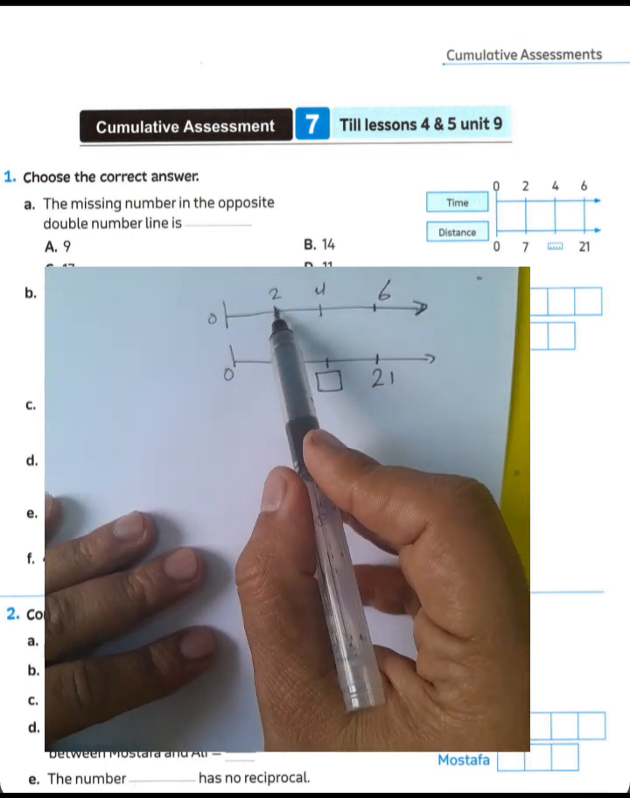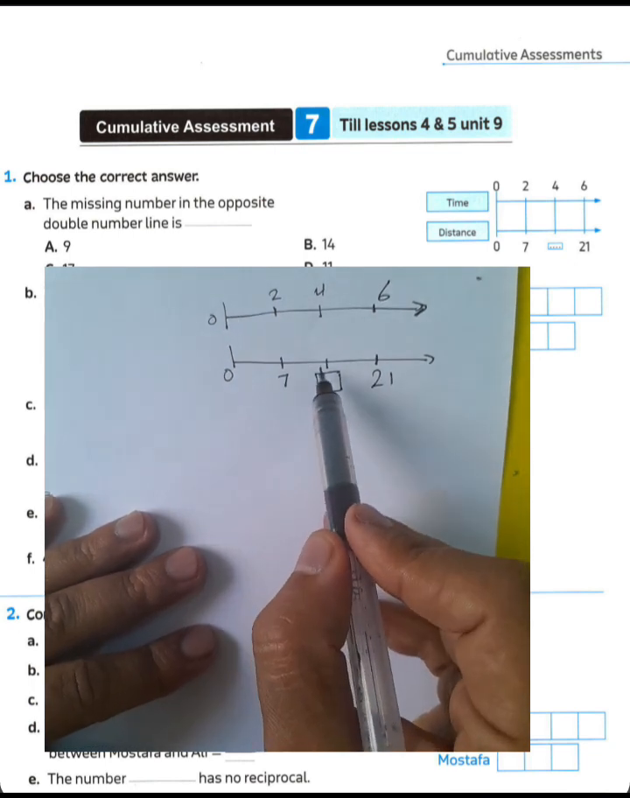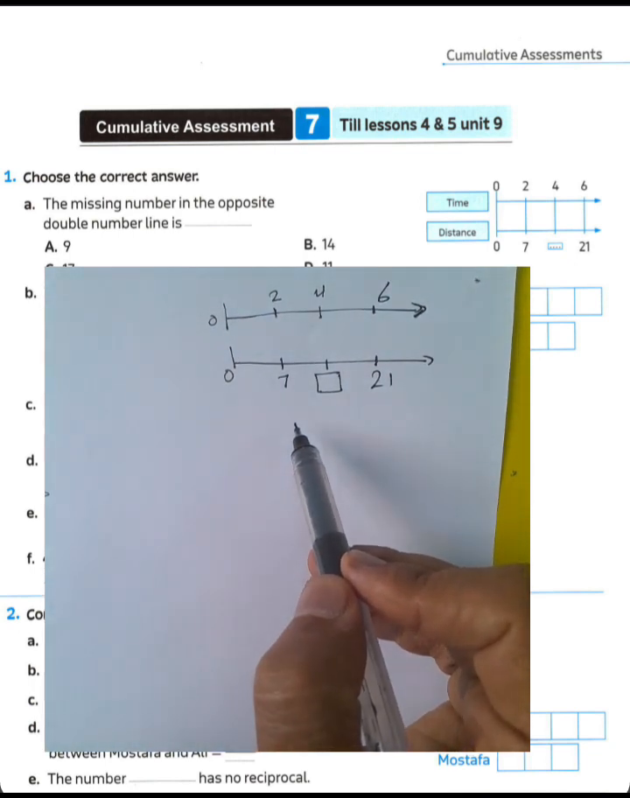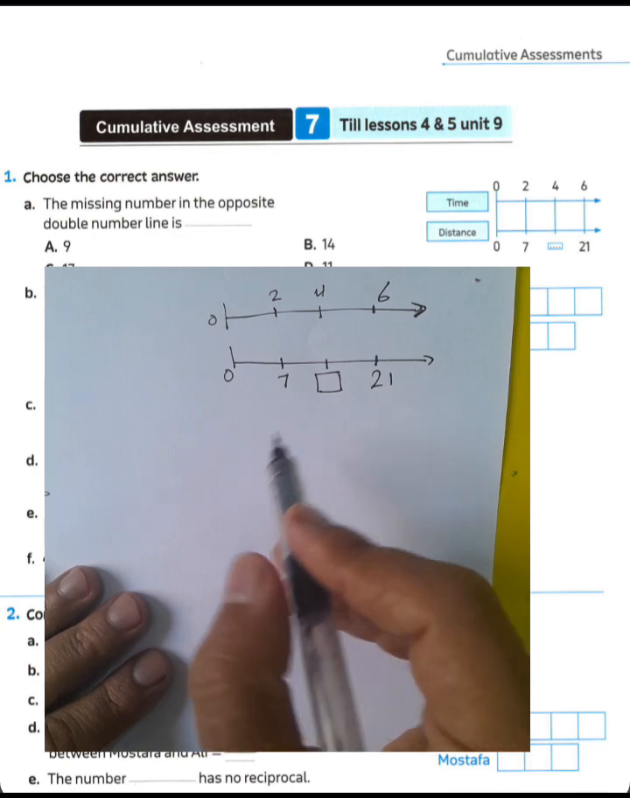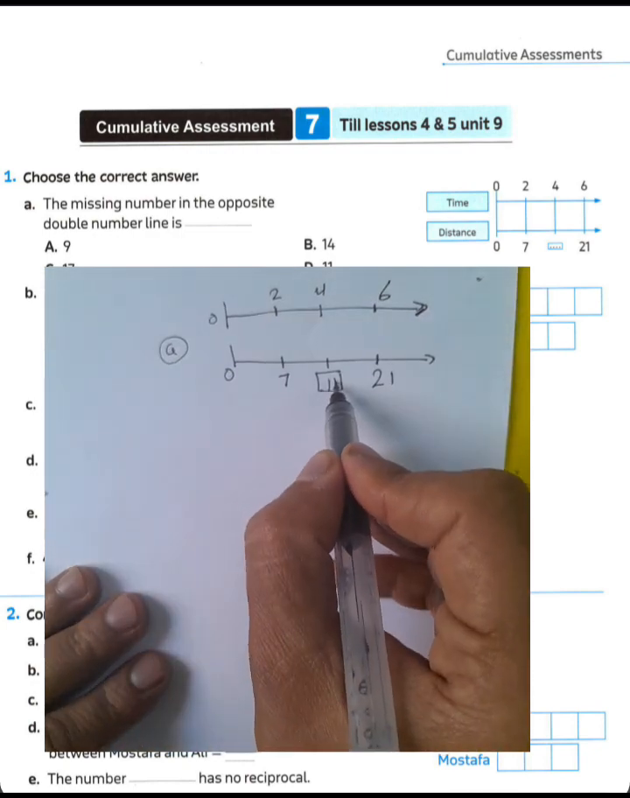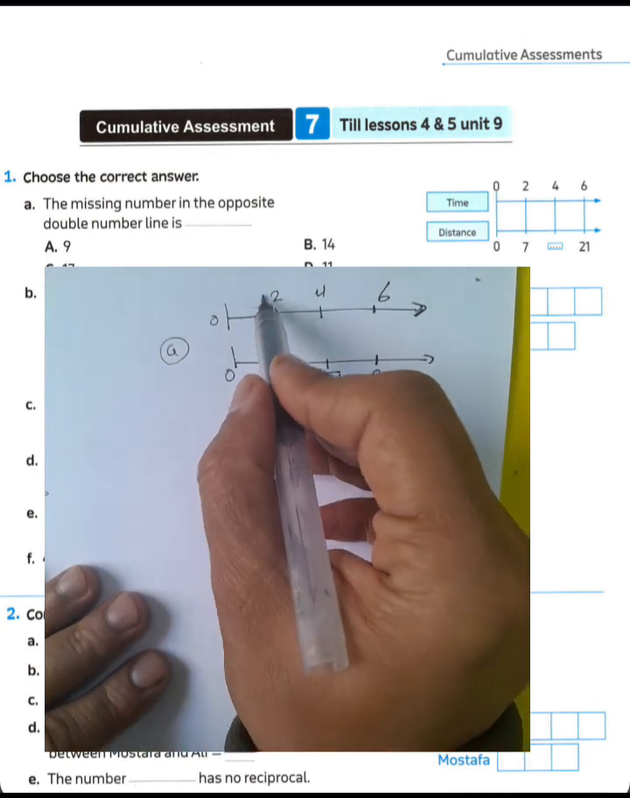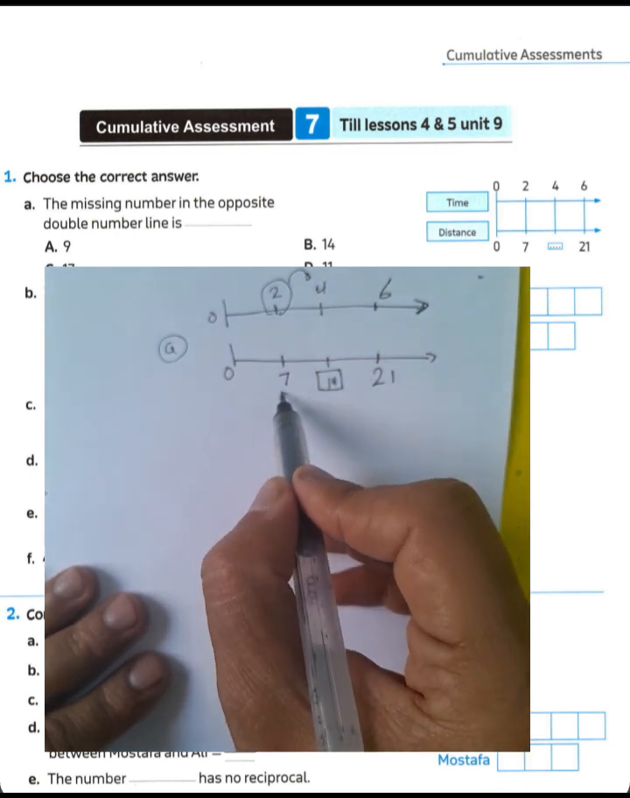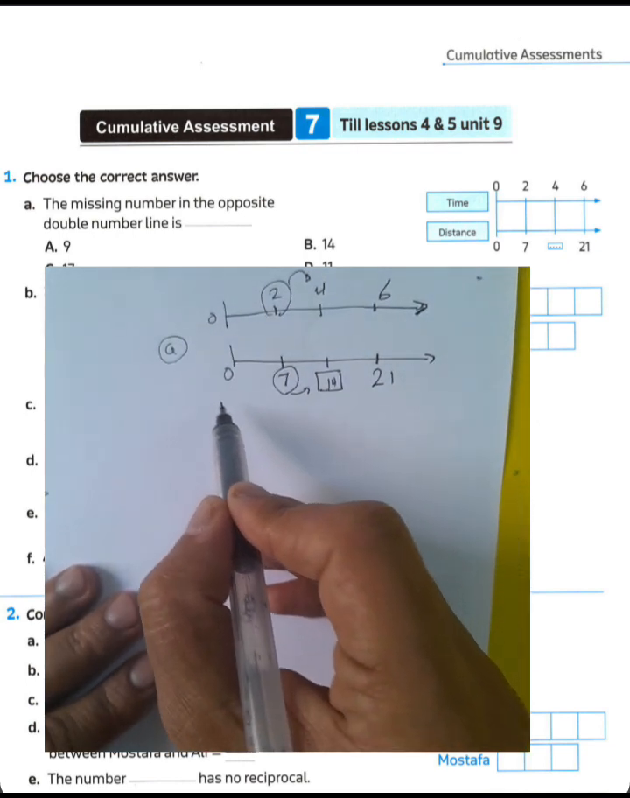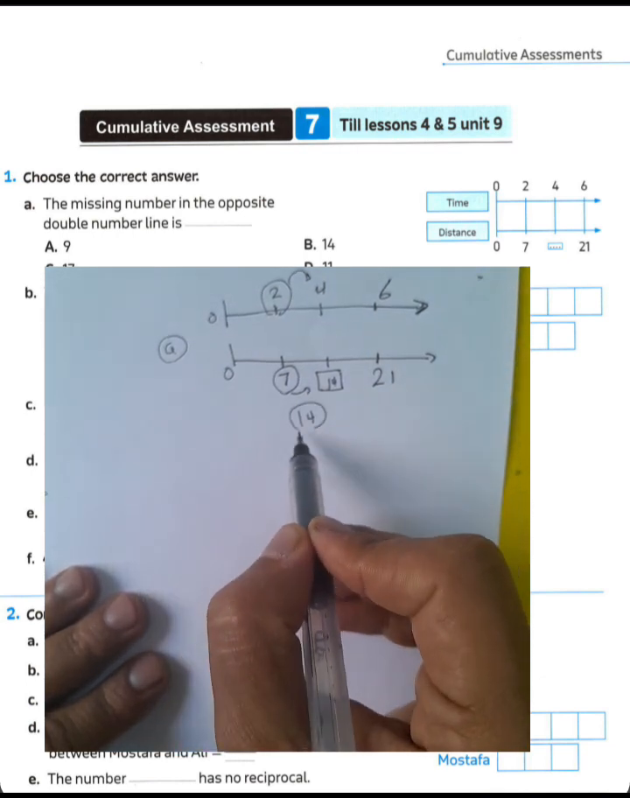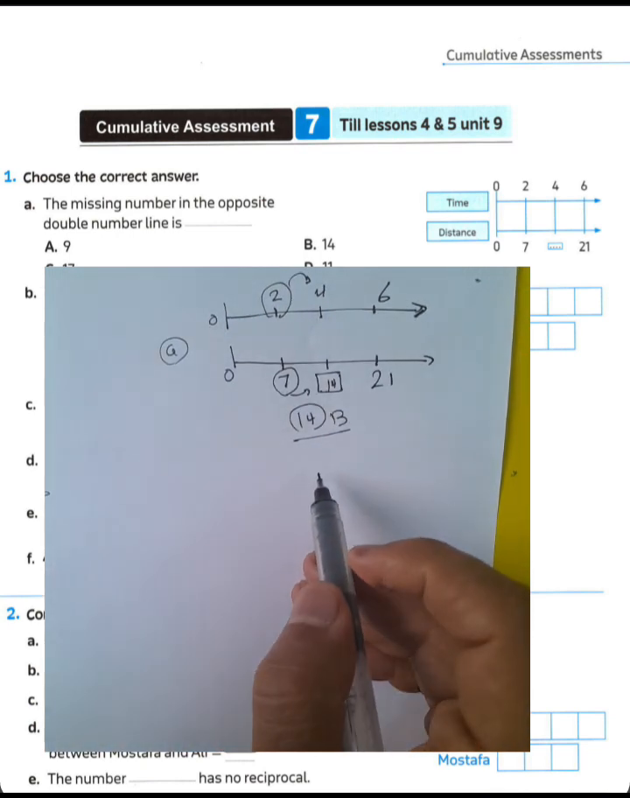We know 2 times 2 equals 4 and 2 times 7 equals 14. Then you must choose letter B about question letter A. Right here 14. Okay, 2 times 2 equals 4, 2 times 7 equals 14. The result here is 14, choose letter B. Question B.